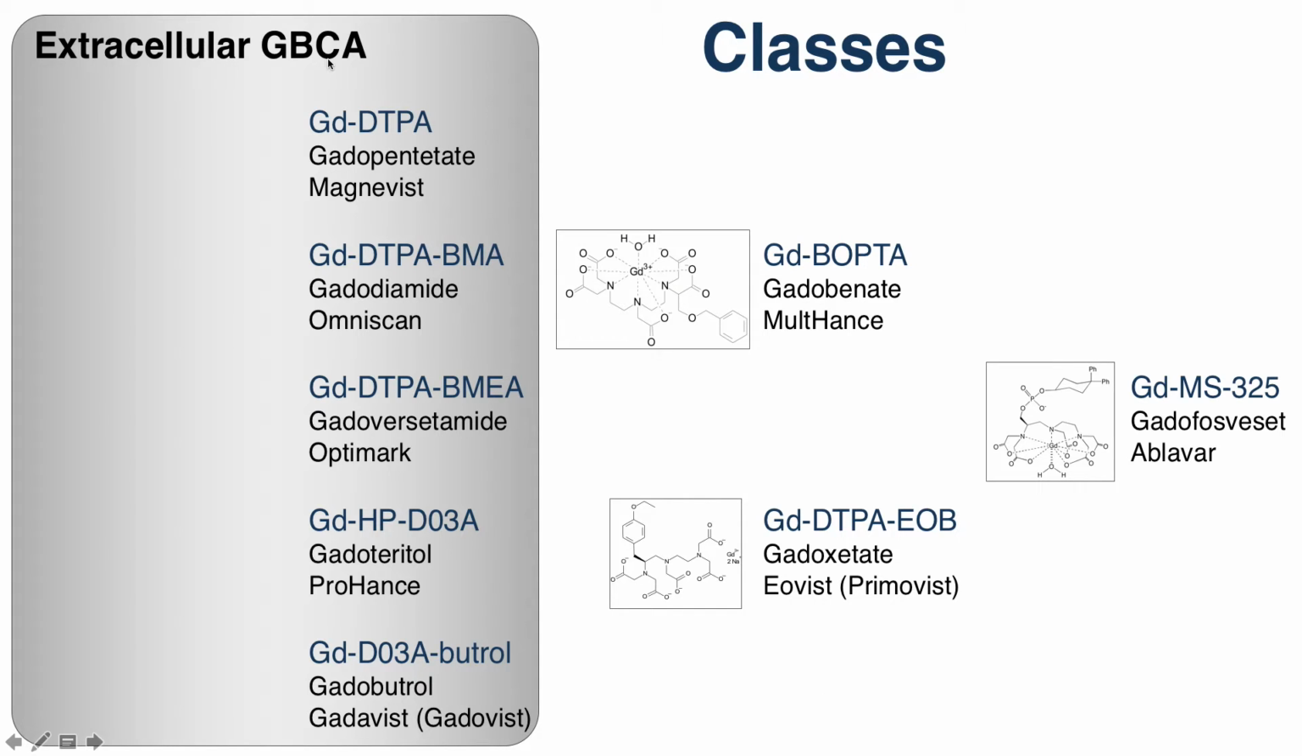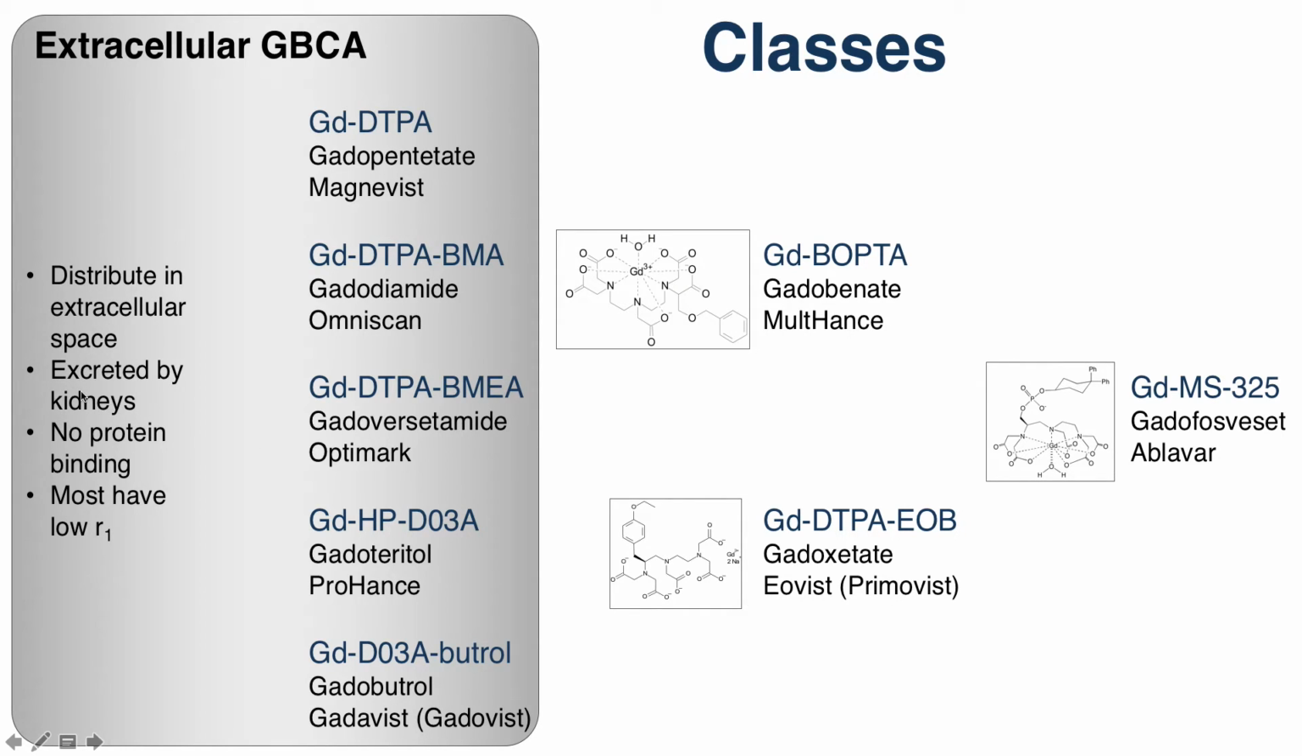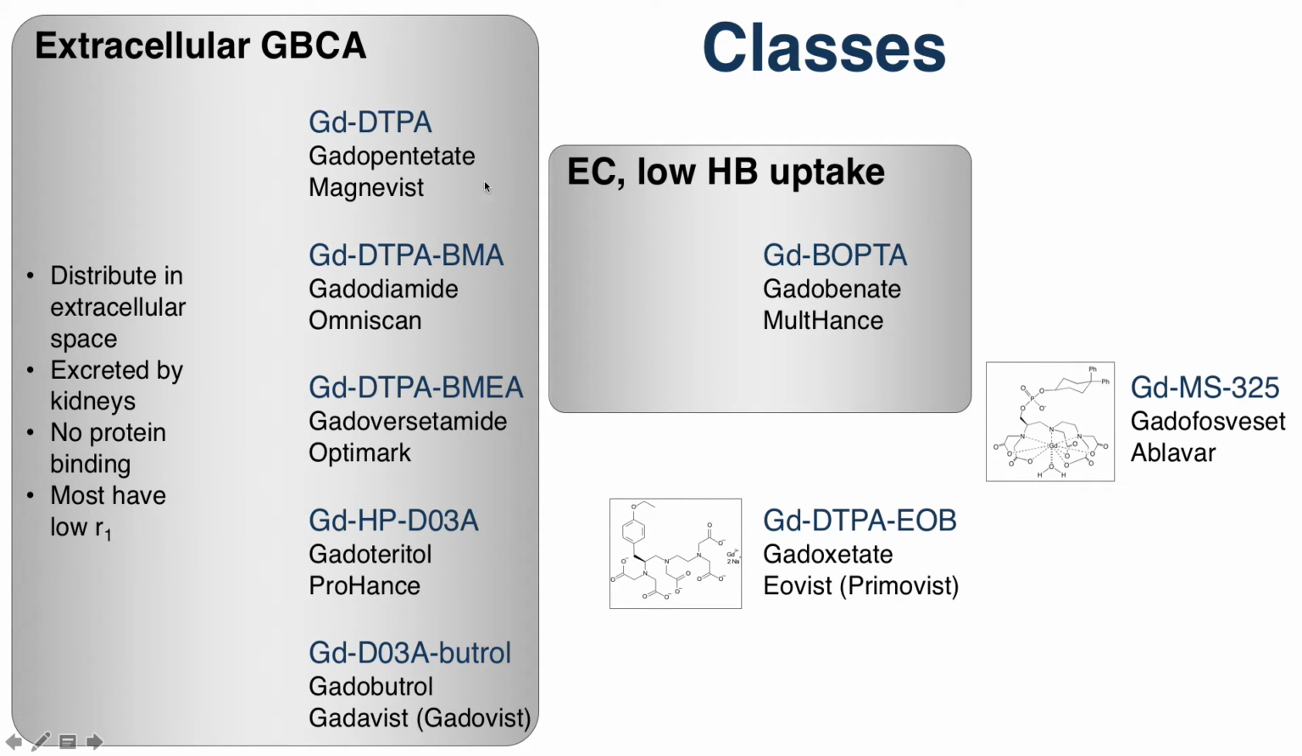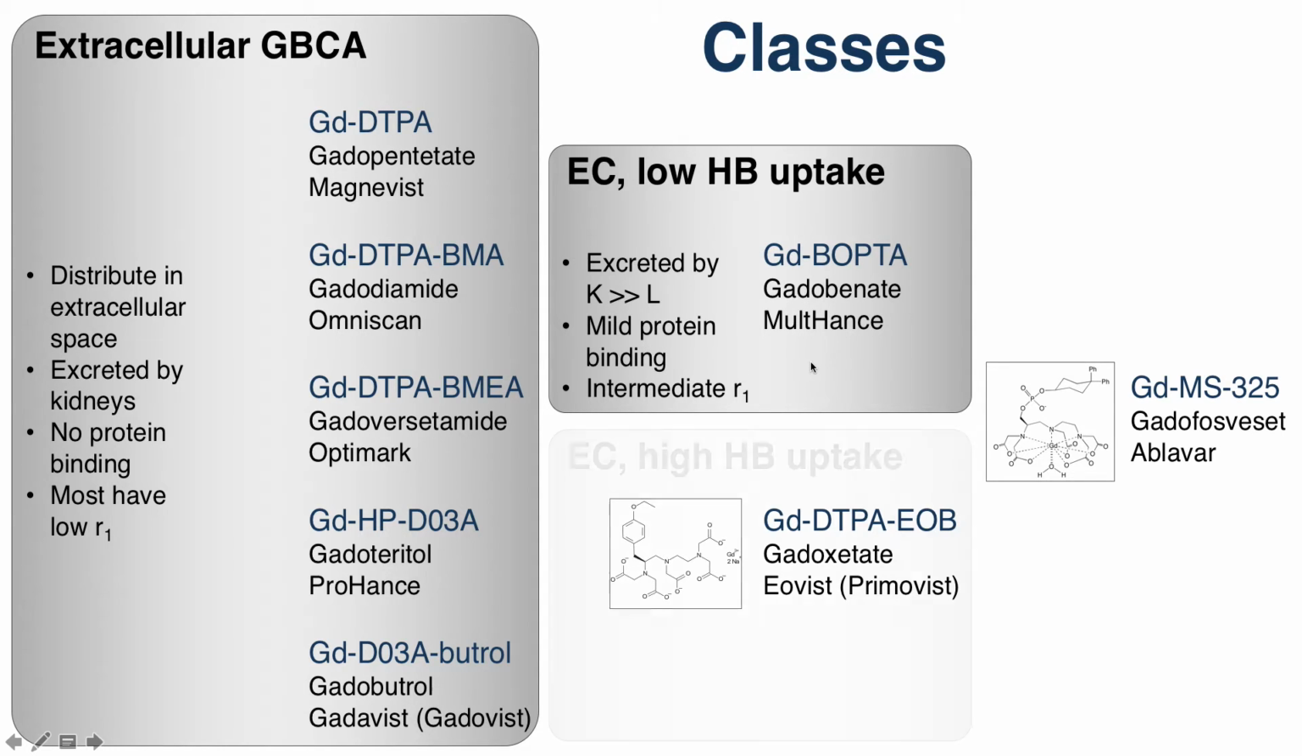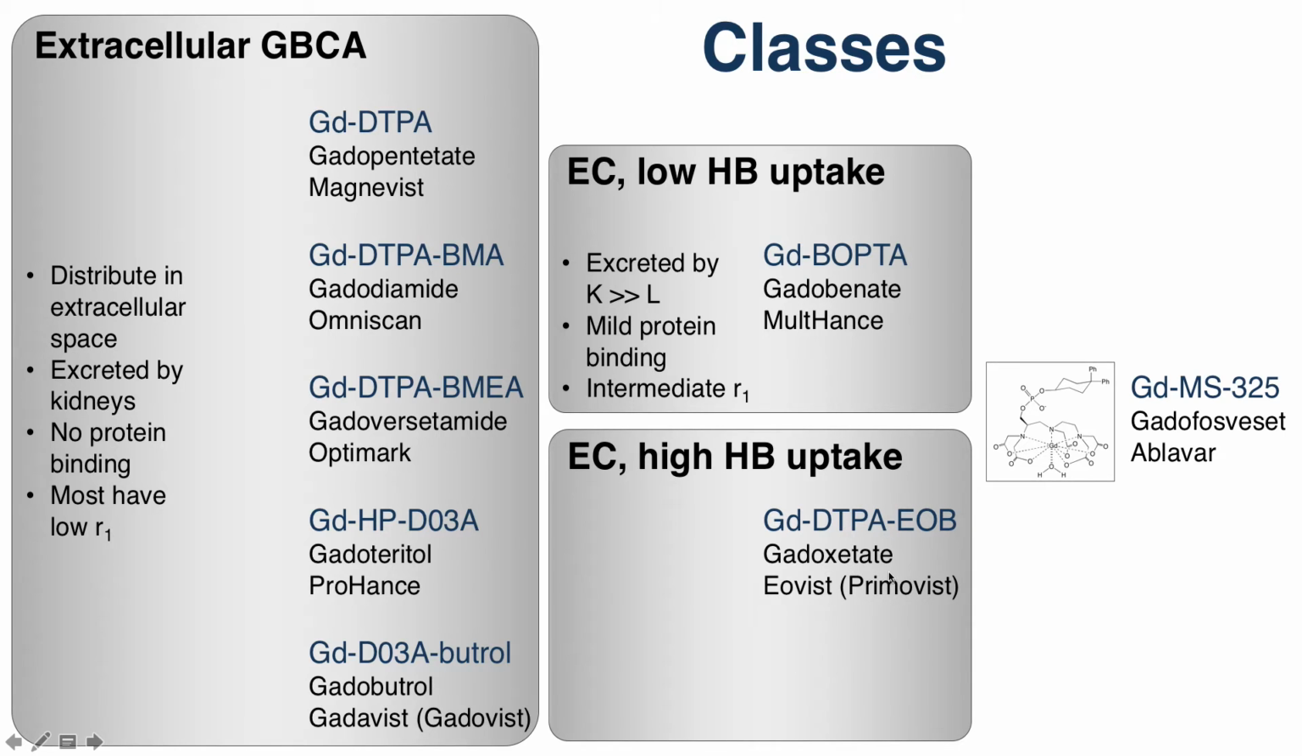Here we have extracellular agents, which distribute in the extracellular space and are excreted by the kidneys. No protein binding for these, and most have low relaxivity because of no protein binding. Then we have an agent that gets taken up by hepatocytes to a relatively low amount, gadobenate. This is excreted mainly by the kidney, a little bit by the liver, because it gets taken up a little bit by the liver, but not much. Mild protein binding, intermediate relaxivity. Then we have this agent, gadoxetate or Eovist, with high hepatobiliary phase uptake. Because of this, it gets excreted by the kidneys and the liver equally. Moderate protein binding, high relaxivity.